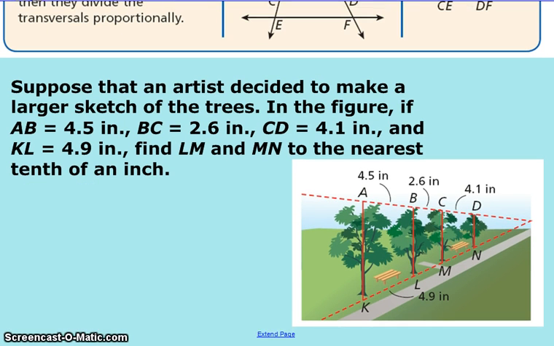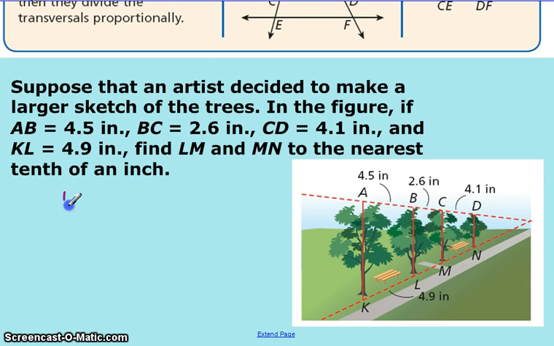And I think we got an example right down here of this. It says there's an artist who decided to make a larger sketch of the trees in the figure. I think it's got everything labeled here for us. It says find LM. So let's just do that first.